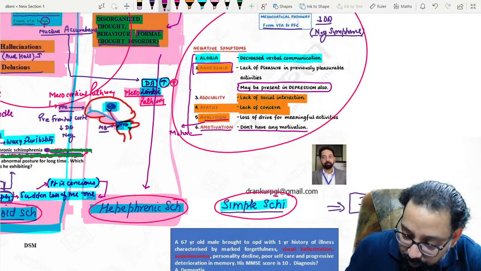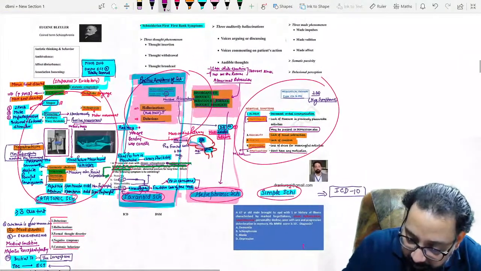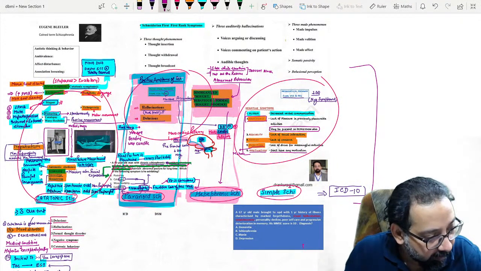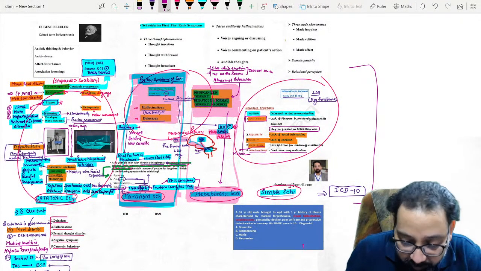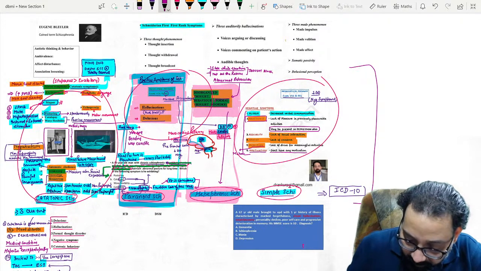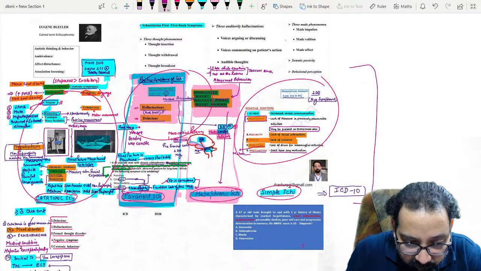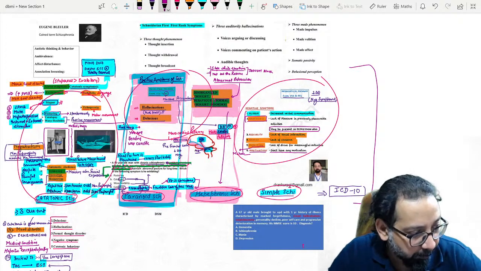I told you that this pattern is according to ICD-10. Okay, so ICD-10, the duration is 1 month. ICD-10 duration is 1 month. DSM-5 and ICD-11 have removed the subtypes.